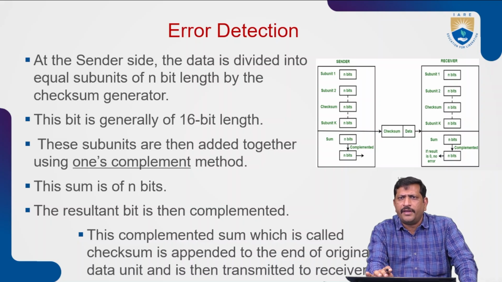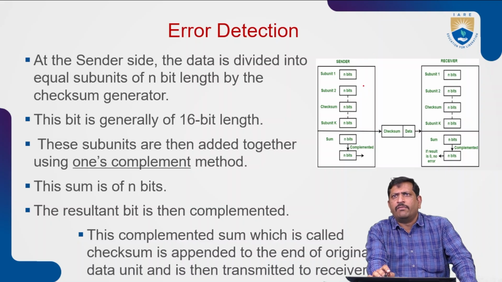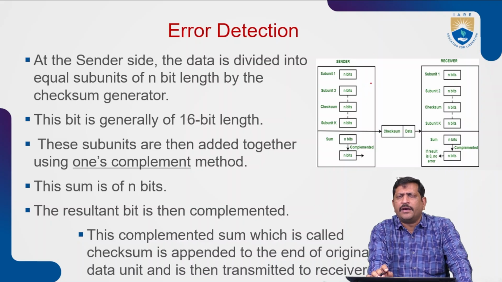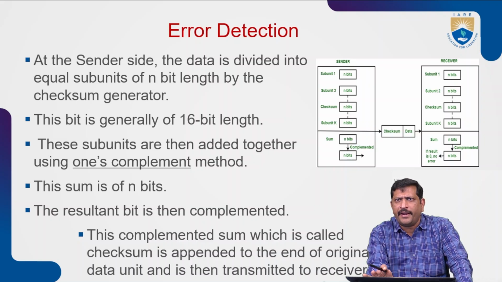At the sender side, the data is divided into equal subunits of n bit length. This division is performed using the checksum generator, which divides the transmitted data equally. The subunit length is generally 16 bits for transmission.